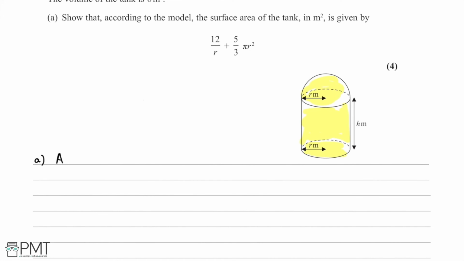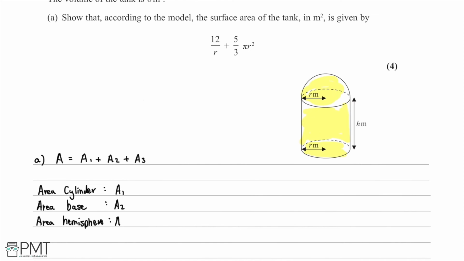So writing this down, we can say that the surface area is going to equal area 1 plus area 2 plus area 3. And just for completeness, we're going to write down what area 1, area 2 and area 3 represent. We have that the surface area of the cylinder is going to be denoted by A1, the surface area of the base is going to be denoted by A2, and the surface area of the hemisphere is going to be denoted by A3.